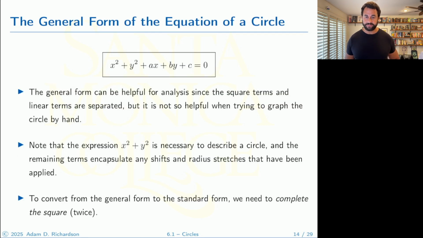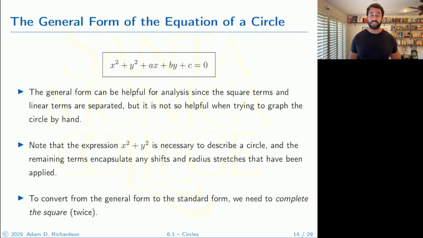So some details about it. The general form can be helpful for analysis because the square terms are grouped and the linear terms are grouped, and they're kind of separated out, pairwise. It is not so helpful when you're trying to graph the circle by hand. We saw this same phenomenon earlier in the course with standard forms of polynomials, standard form of a line, all that kind of stuff. So it can be helpful for analysis, but the downside to this particular structure is we can't see the center and we can't see the radius. That information is baked into all of these values here.